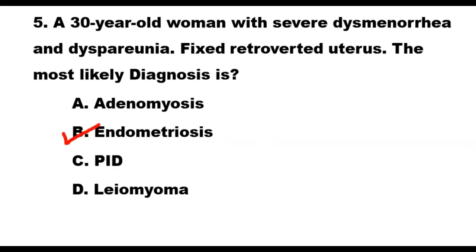The correct answer is endometriosis. Why? Endometriosis often presents with retroverted uterus, painful abdomen, and painful periods. What we call dysmenorrhea is the difficulty or pain at the time of the period, along with pain during sexual intercourse. So the most likely diagnosis is endometriosis.